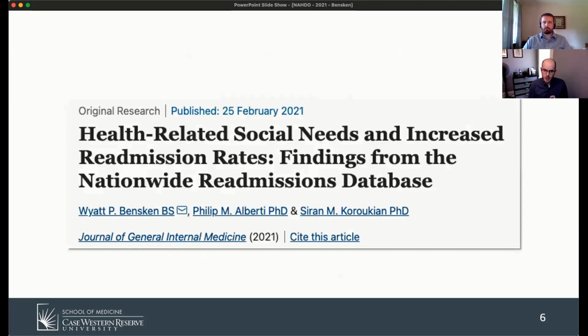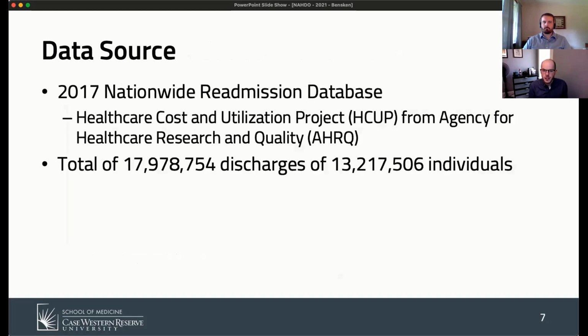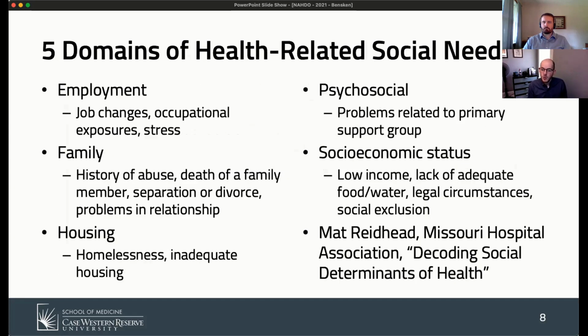So now I want to briefly go through some research that me and two of my mentors have done, and this was published in the Journal of General Internal Medicine, and there's the citation. So we used the 2017 nationwide readmission database from AHRQ, which included just under 18 million hospital discharges of over 13 million unique individuals. We identified, using those ICD-10 Z codes, 5 domains of health-related social needs that you see listed on screen here. These were adopted from a report out of the Missouri Hospital Association by Matt Reedhead, and the citation is down there if you'd like to read more about that.